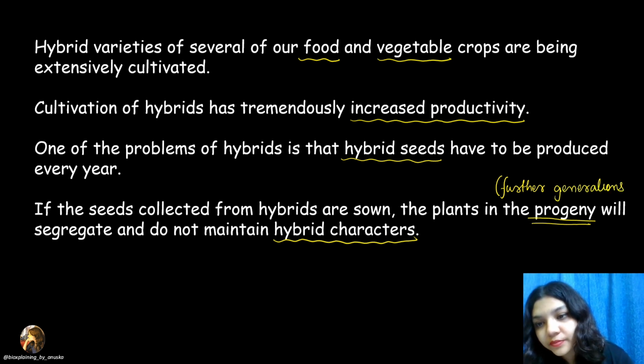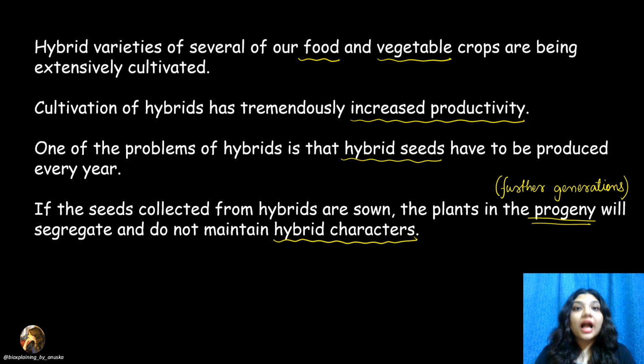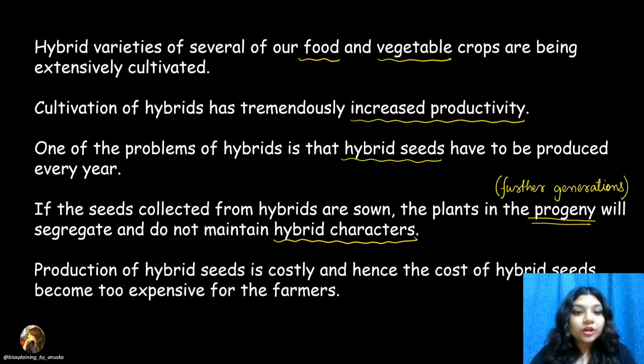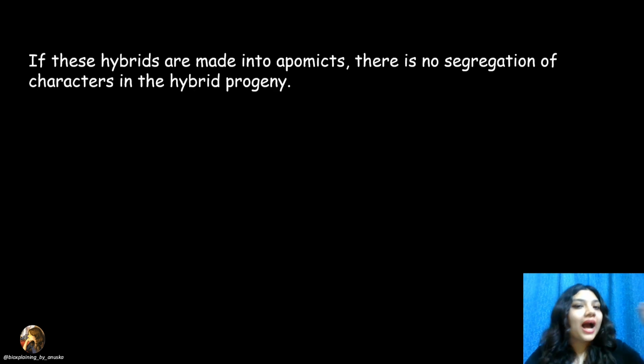Okay? So this is the actual problem, that production of hybrid seed is also costly. So every year the farmer has to buy the seeds and then sow them; next year he will buy, then sow again. So this is very costly, right? It becomes too expensive for the farmers to incur. So what is the solution? One suggested solution is that the hybrids be made apomictic.